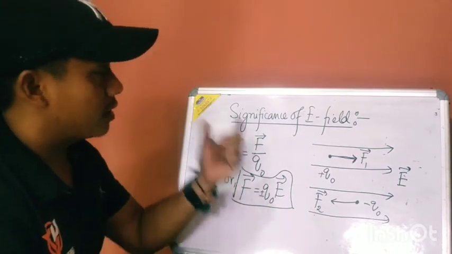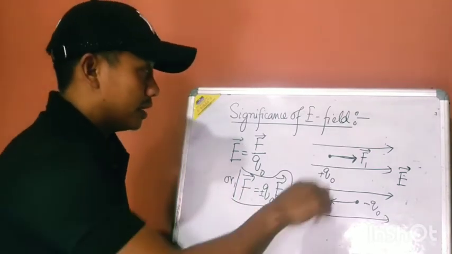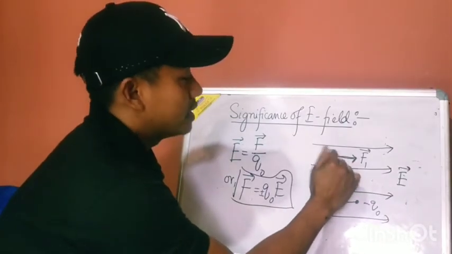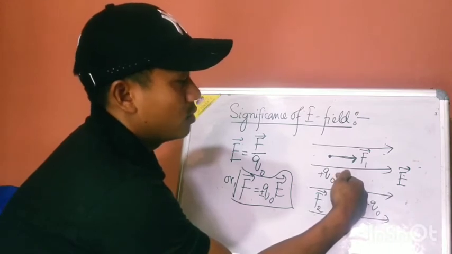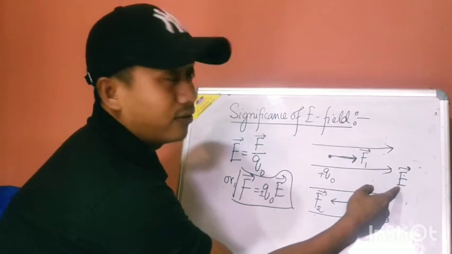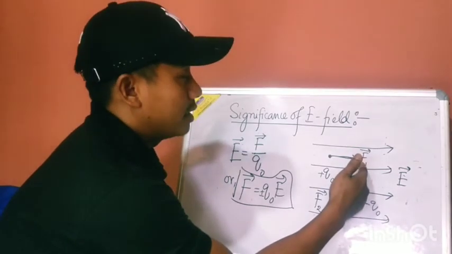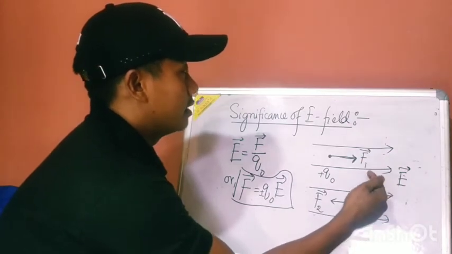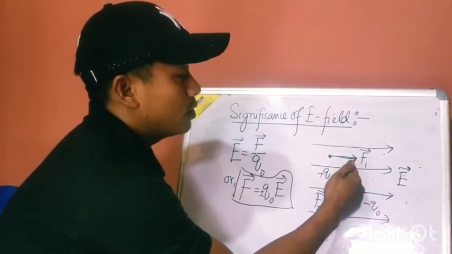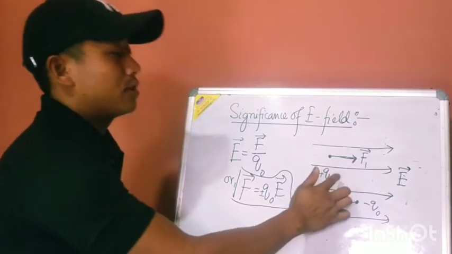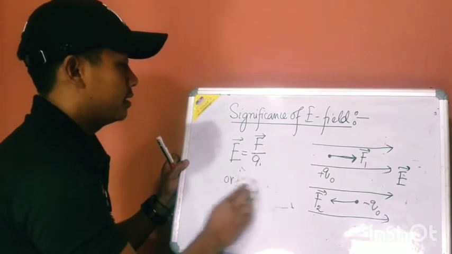What is the physical significance of electric field? It signifies the force, either it may be F1 or F2, which is to be experienced by a unit positive charge when kept in the electric field. Let me repeat again. The physical significance of electric field intensity is the force which is to be experienced by a unit positive charge when placed in the electric field. This significance is important.